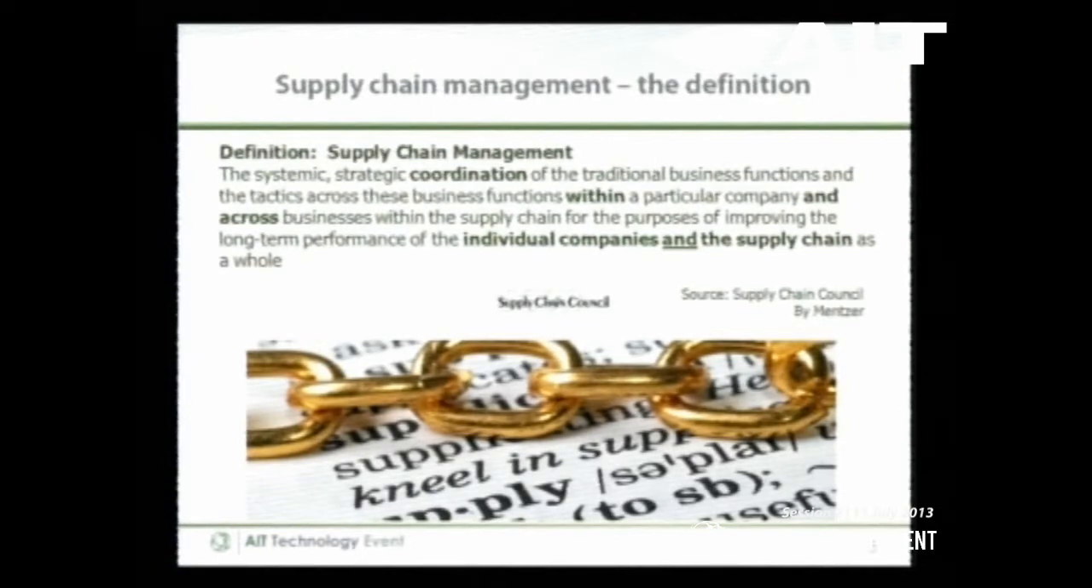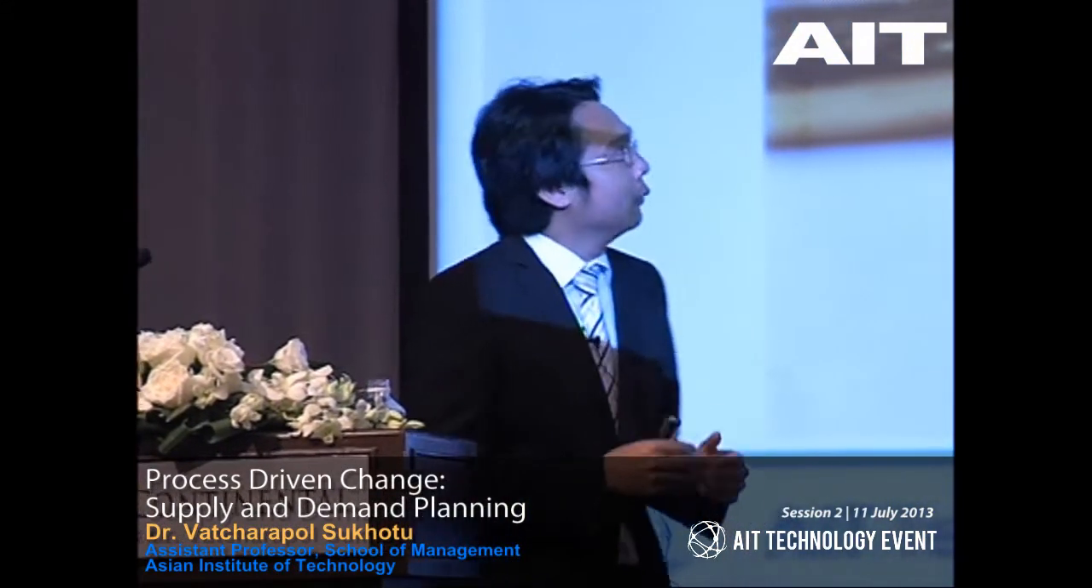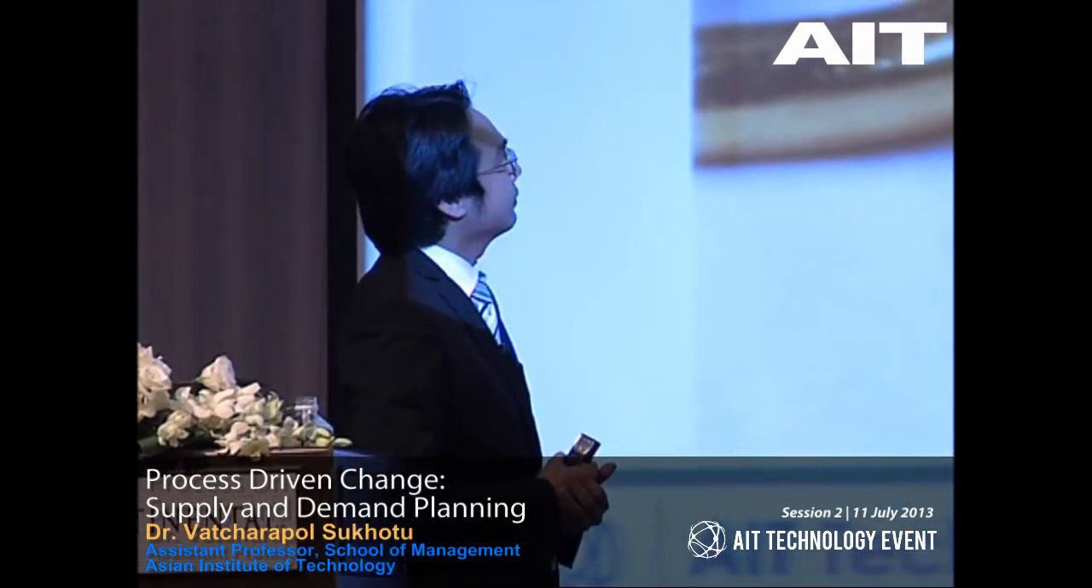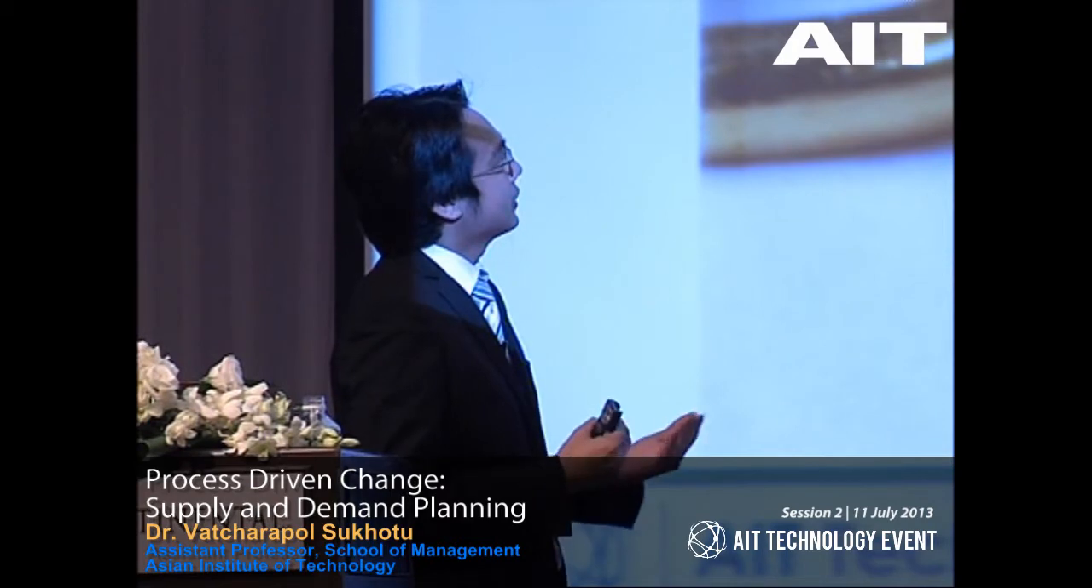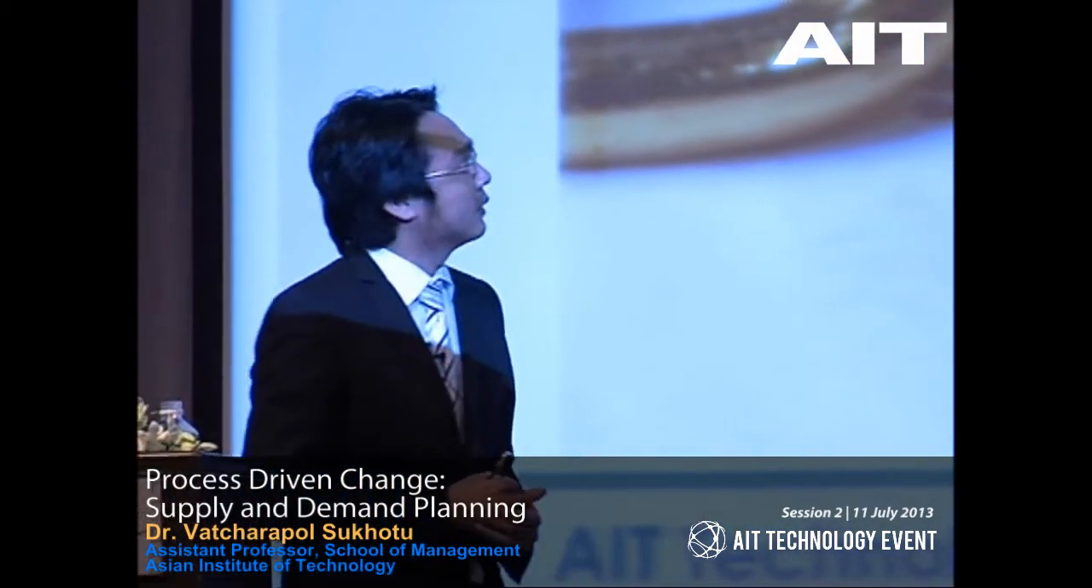So what is supply chain management? I might have a different version than Kunpirabun, but basically it says pretty much the same thing, right? And this one is by the Supply Chain Council, which is also the creator of SCOR that Kunpirabun just presented. And this is by Mentzer, okay, an academic who actually had a paper about 24 pages long, just talking about what supply chain management is about. And this is the result of that, many years back. It's the systemic, strategic coordination of traditional business functions and tactics across these business functions within the particular company and across the businesses within the supply chain for the purpose of improving the long-term performance of the individual companies and the whole supply chain.